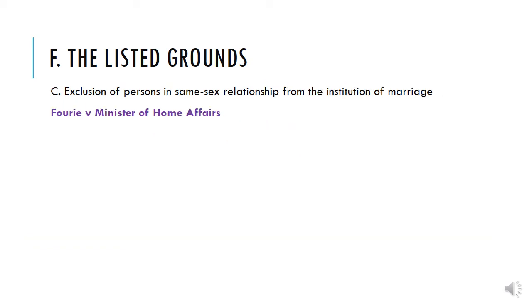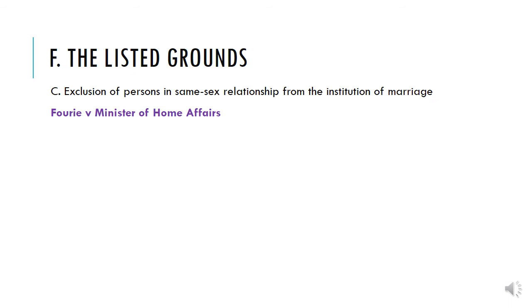Now, the last thing you need to be able to discuss regarding sexual orientation is the exclusion of persons in same-sex relationships from the institution of marriage. Now, the principle that can be deduced from the decisions listed in A and B is that, in general, to provide a benefit to a married person is unfair discrimination on grounds of sexual orientation, since the background of common law confines the status of marriage to heterosexual relationships.